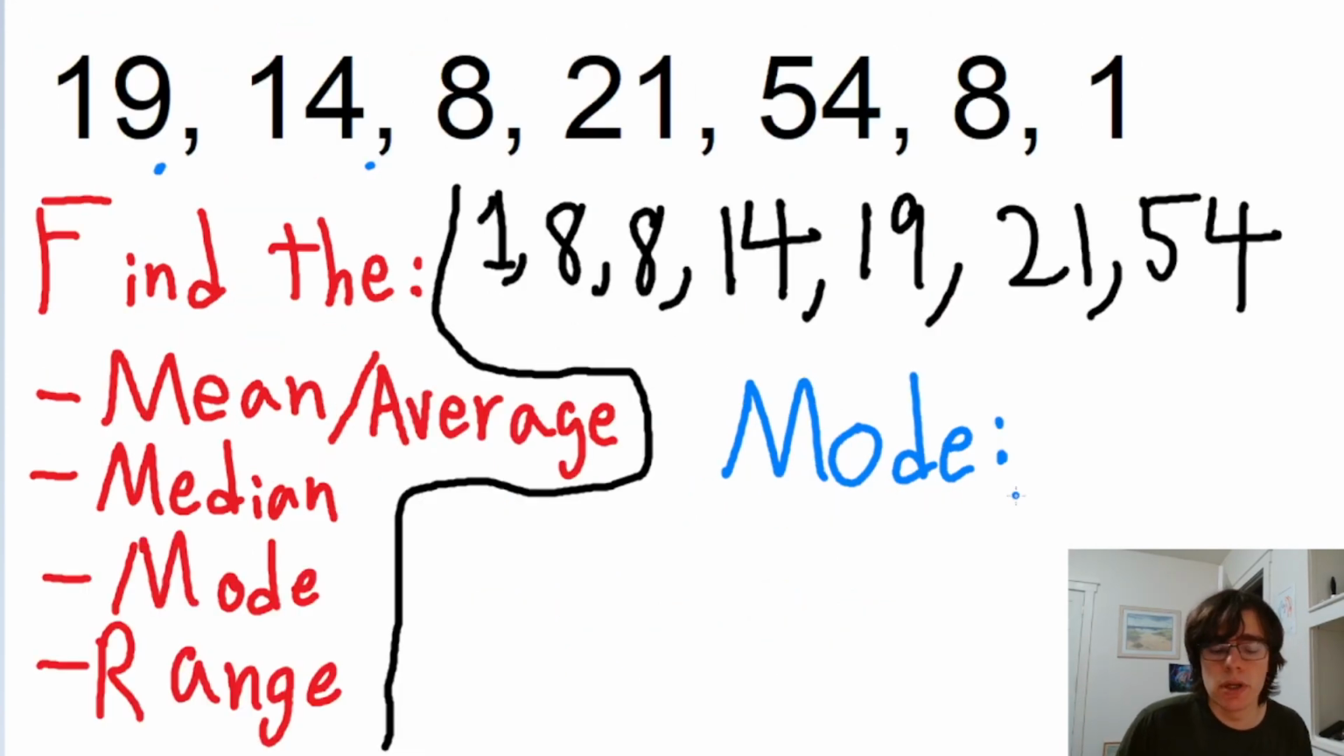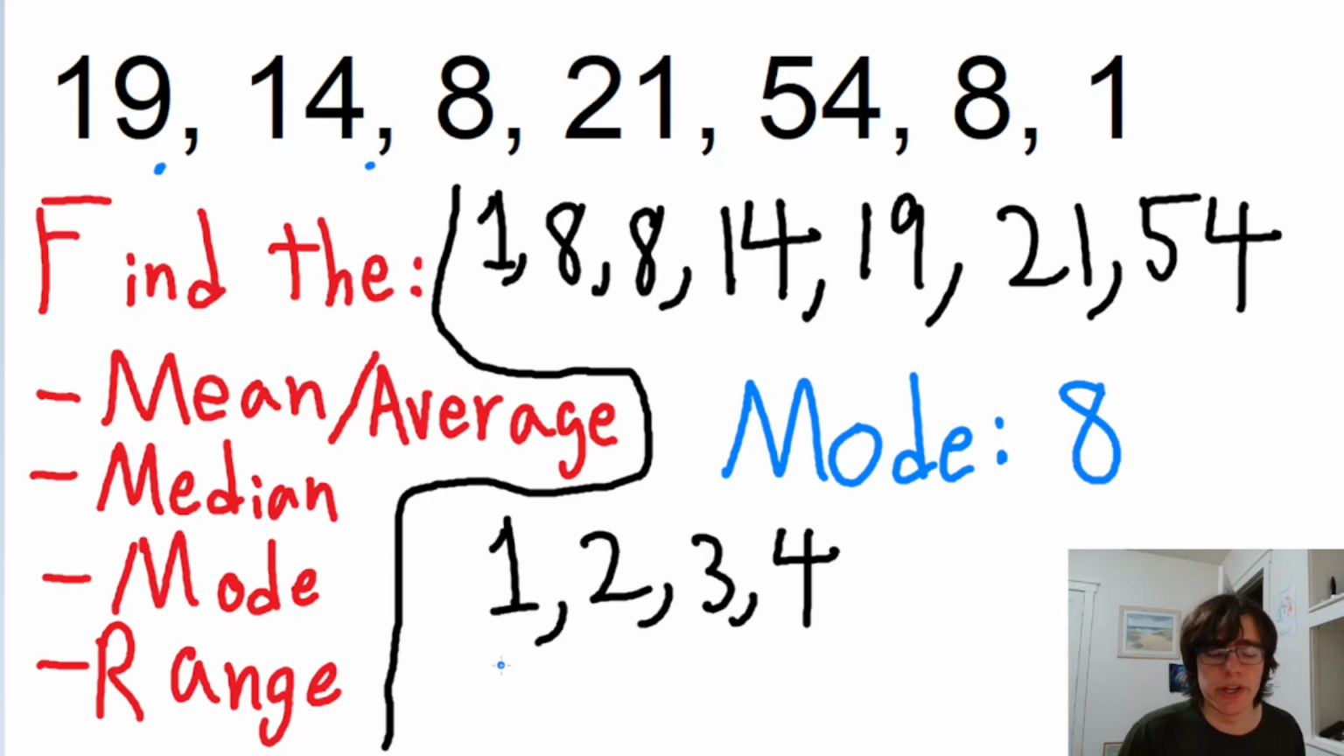Now for the mode. Mode is just a fancy word for whichever number appears the most. I don't know why that's called the mode, that's kind of stupid. But if we look at our numbers, we've got 1, 8, 8, 14, 19, 21, 54. Okay, so 8 appears twice and everything else appears once. So the mode is 8, because that's the element that shows up the most.